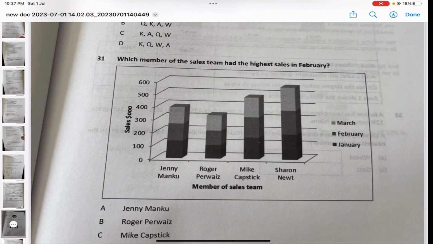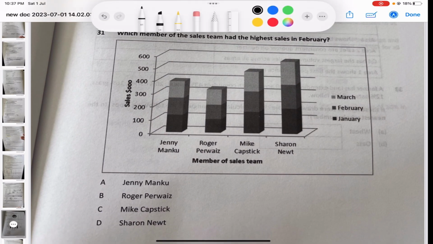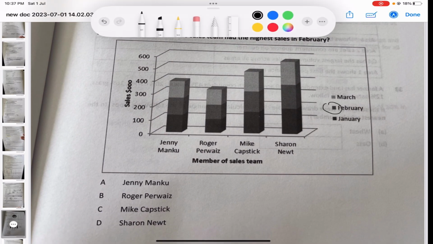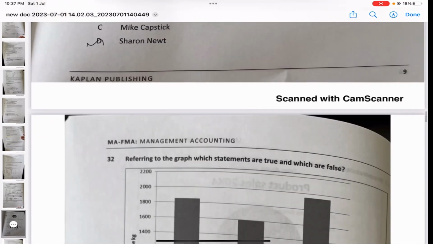Which member of the sales team had the highest sales in February? In February, who had the highest sales? This is the second dark color. If you look at it, we can see that Sharon Nuet had the highest sales as compared to everybody. So my answer is naturally Sharon Nuet.